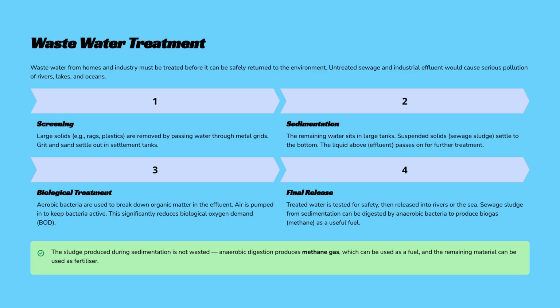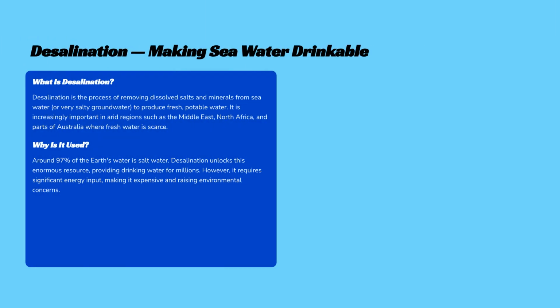Wastewater must be treated before returning to the environment to prevent pollution. The process involves 4 stages. Screening removes large solids. Sedimentation allows sewage sludge to settle. Biological treatment uses aerobic bacteria to break down organic matter. Finally, the treated water is safely released, and the sludge can be used to produce methane gas and fertilizer.